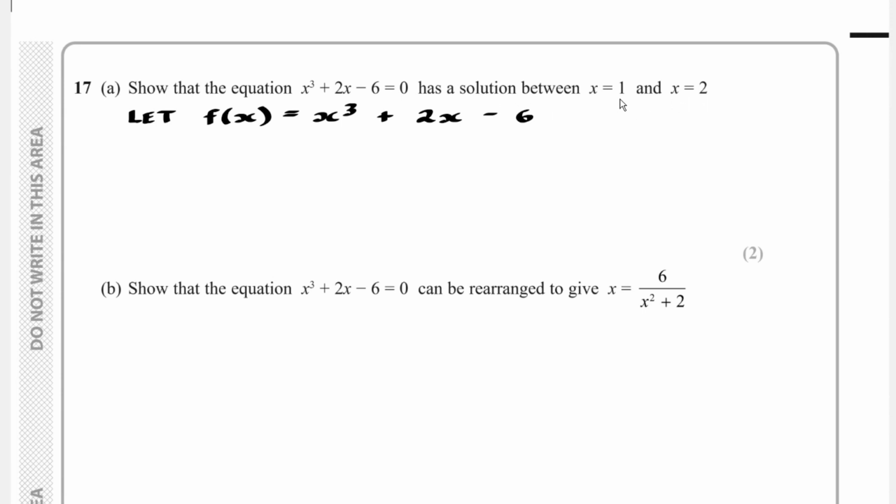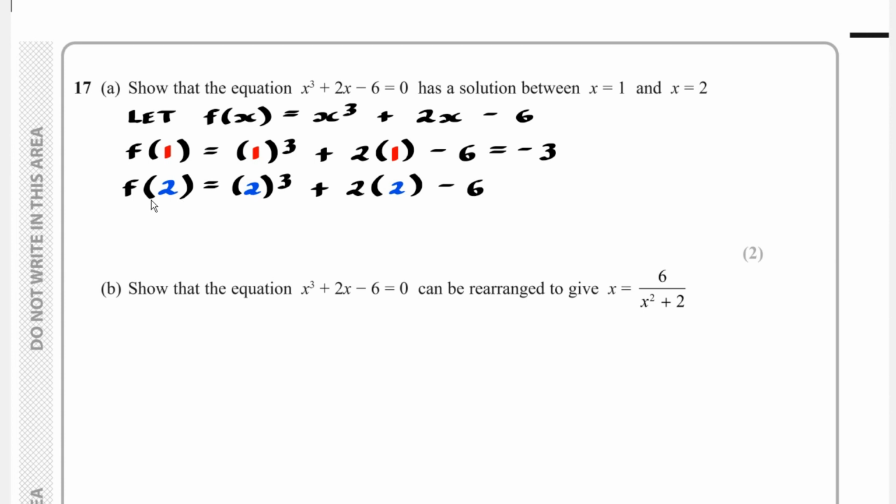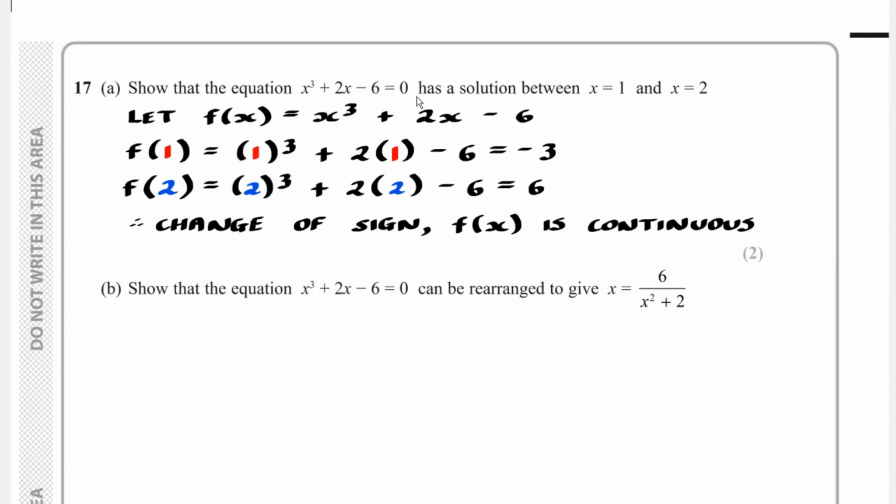The way we can do that is substitute in for x equals 1 and substitute in for x equals 2. So if I work out f of 1, that's equal to 1 cubed plus 2 multiplied by 1 subtract 6, that's negative 3. And if I work out f of 2, that's 2 cubed plus 2 times 2 subtract 6, which is 6. We have negative 3 and 6. We see a change in sign, and we also note that f of x is continuous, so we have at least one root in this interval 1 to 2.